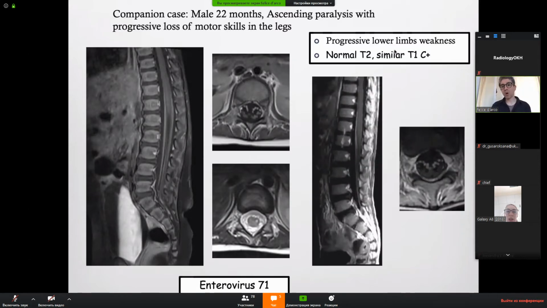Okay, so this is a companion case. This is a Guillain-Barré. You see the enhancement of the anterior cauda equina roots is very similar, but in this case we add the involvement of the spinal cord. So that's very, very important.